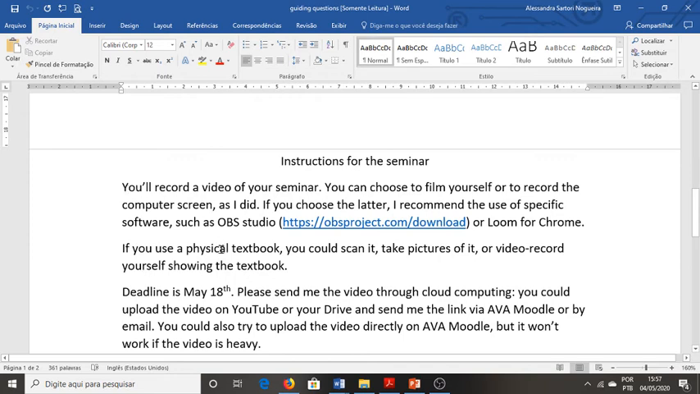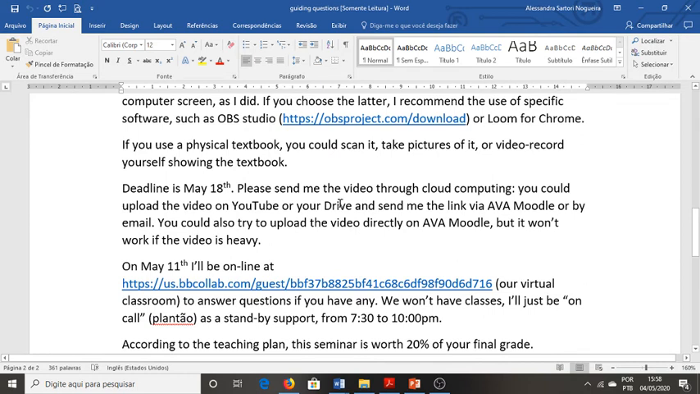I use the PDF file, but if you use a physical book, you can scan it or take a picture, or you can video record yourself showing the textbook. You know, if you film yourself presenting the seminar, and then you video record yourself showing the physical book. If you use a PDF file, you just do the way I did, for example, showing the PDF file here on the screen. The deadline is in 2 weeks, according to our teaching plan.